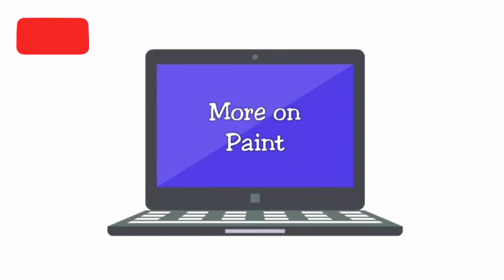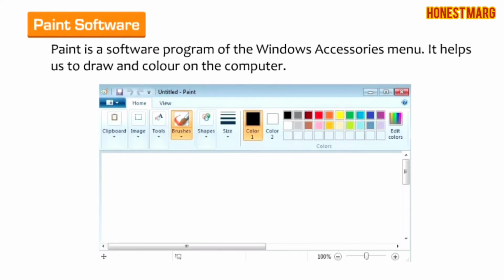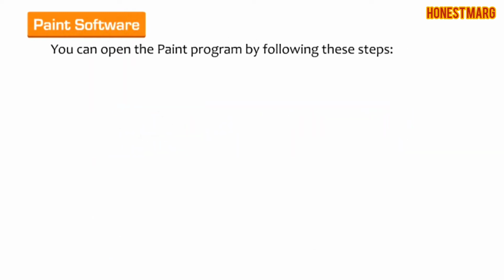Chapter 6. More on Paint. Paint software. Paint is a software program of the Windows accessories menu. It helps us to draw and color on the computer. You can open the Paint program by following these steps.